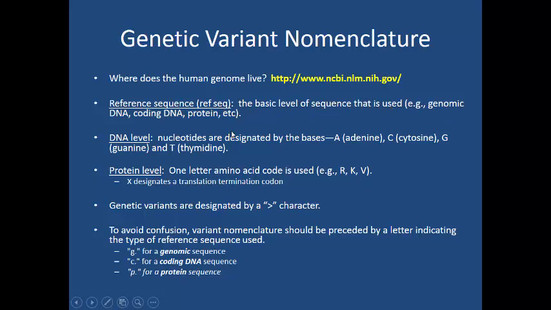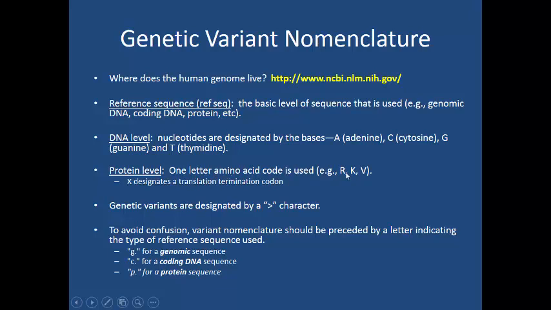So it could be the genomic DNA level, the coding DNA level, the protein level. And this will make sense, hopefully, when I get to the bottom of the slide. Most of the time you're going to see the genetic nomenclature presented at the DNA level, where nucleotides are designated by the bases A, C, Gs, and Ts. Other times you may see the information presented at the protein level, where it's represented by one-letter amino acid codes, like we've already talked about.